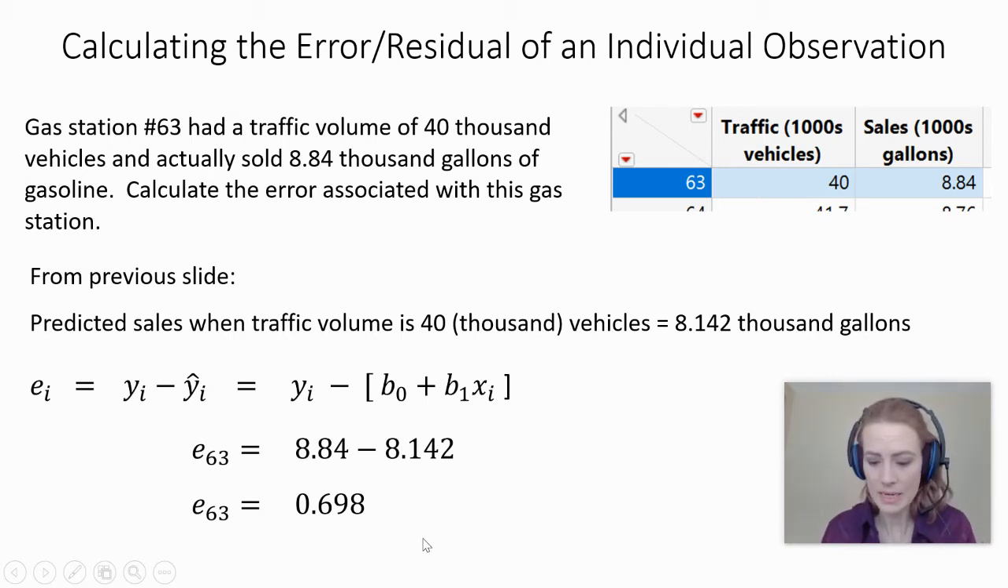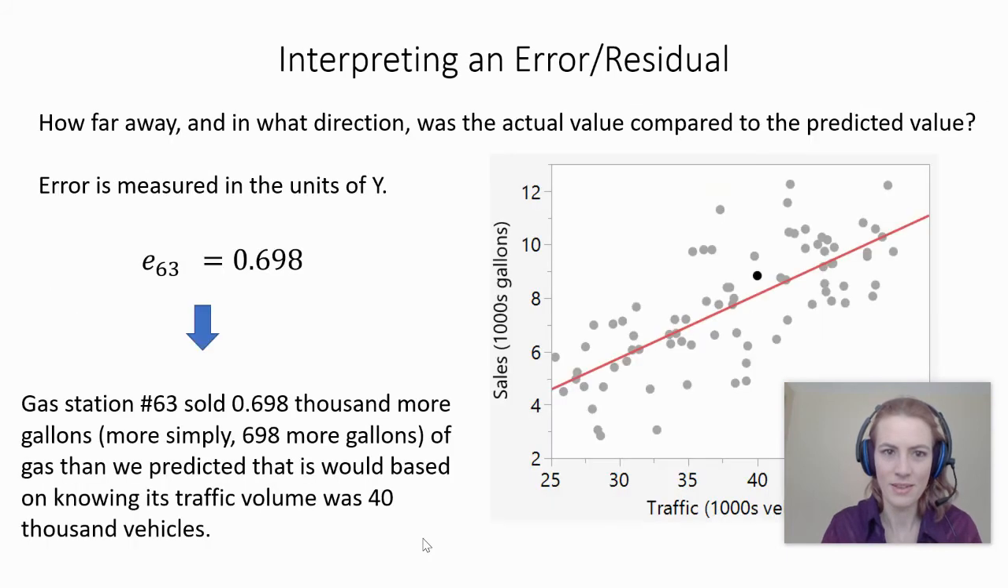So what does that mean? Well, remember, the errors are the vertical distance between a point and the line. So vertically meaning at that fixed value of X. Here, X equals 40. So looking at the scatter plot, we see this is gas station number 63 in black. The rest are all in gray. And it is above the line, and it's 0.698 above the line.